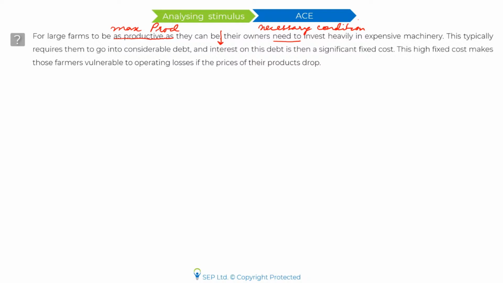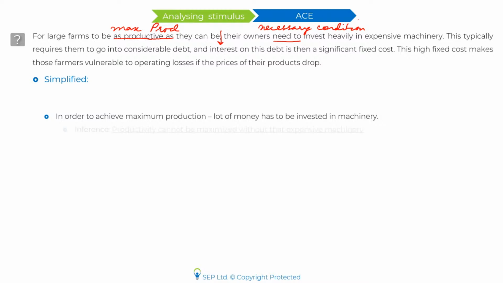So I've read this full sentence and in my mind, I have simplified: in order to achieve maximum production, a lot of money has to be put into machinery. Now, what should follow right on the heels of this thought is, since it's a necessary condition, from this part I can infer this: productivity cannot be maximized without that expensive machinery. So this is how we can infer at every step. Again, you might think this takes a lot of time. It doesn't. It occurs to you in a flash of a second if you train your mind to do that.